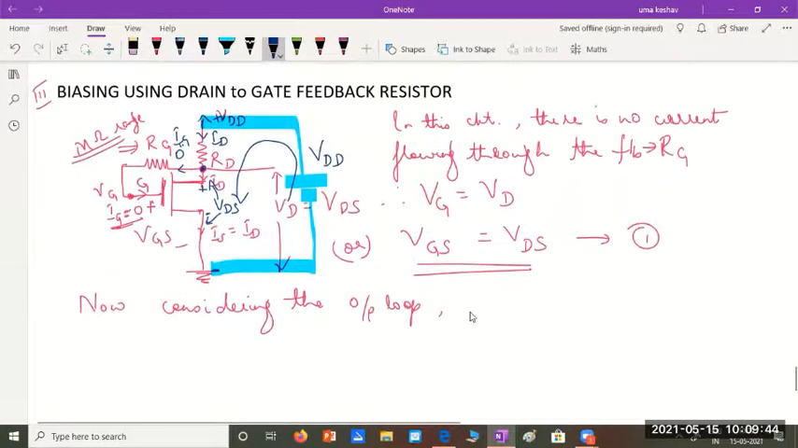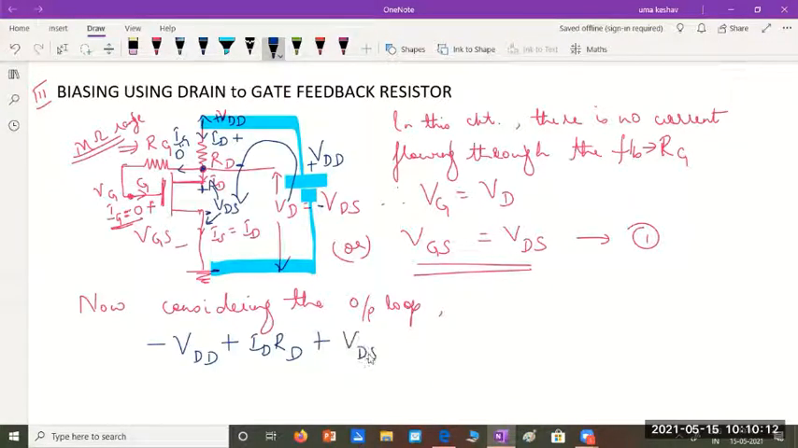What would you get? Moving like this, minus VDD, negative to positive. This end is negative, so minus VDD. And ID is flowing downwards, so the drop will be developed in this direction, positive to negative. So plus ID RD. We are moving positive to negative. Again, VDS means drain is positive and source is negative. Plus VDS is equal to 0.